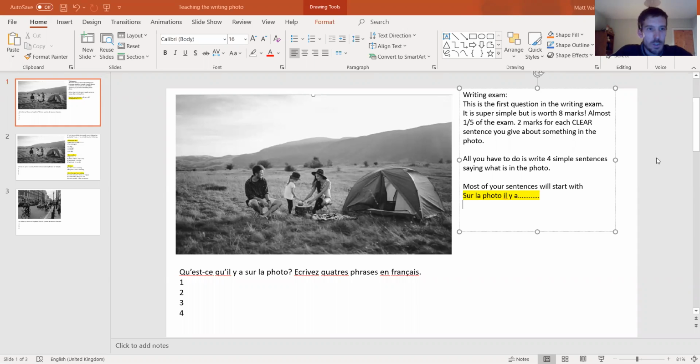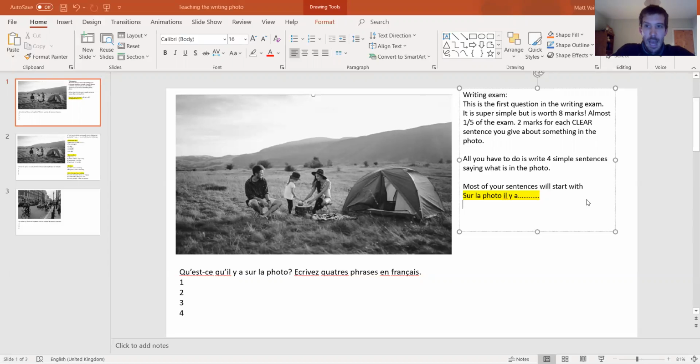A lot of the time, the ones that I've marked, students tend to overcomplicate these. You can't confuse this with the speaking exam photo card. This is quite simply writing 4 clear sentences about what's in a photo. You can use exactly the same structure and just change one bit of vocab for each sentence. You don't have to be clever with this. You don't have to be varied. You don't have to give opinions. You don't have to do anything like that. You just have to say what's in the photo, which is really, really, really simple.